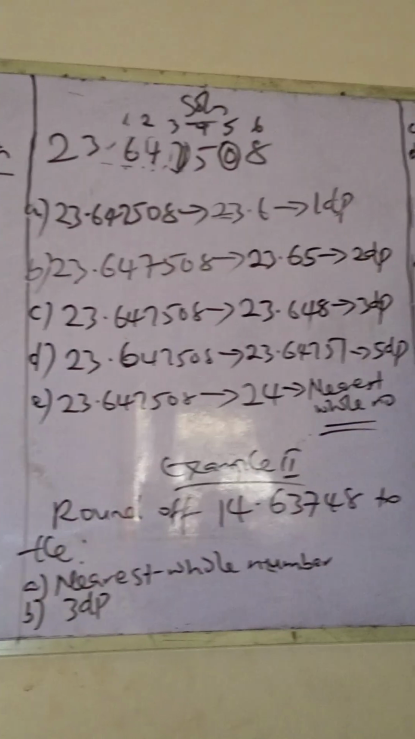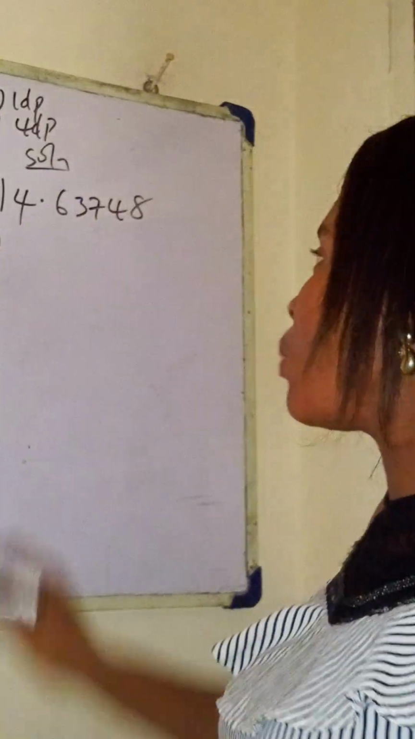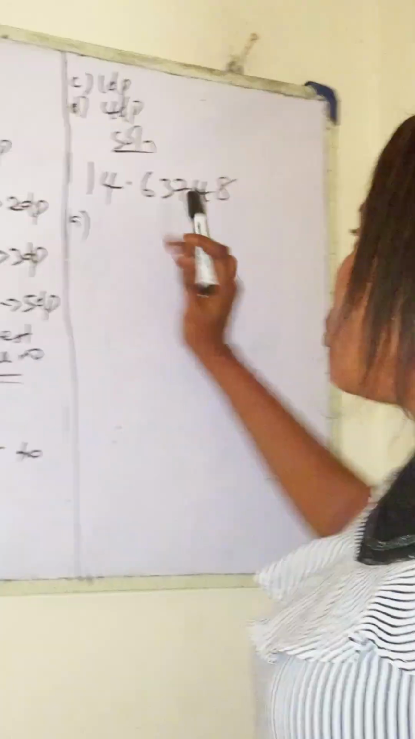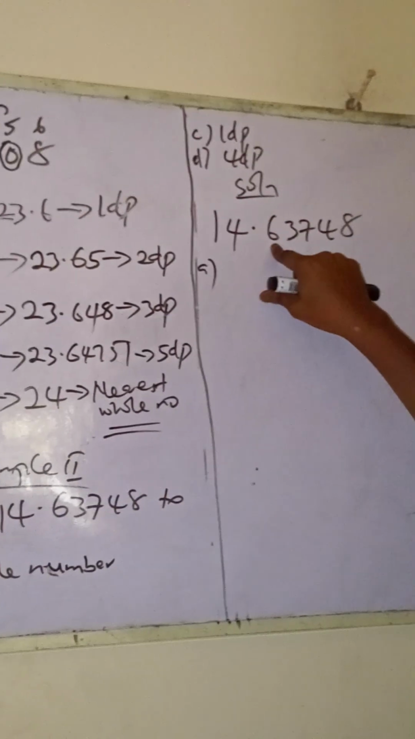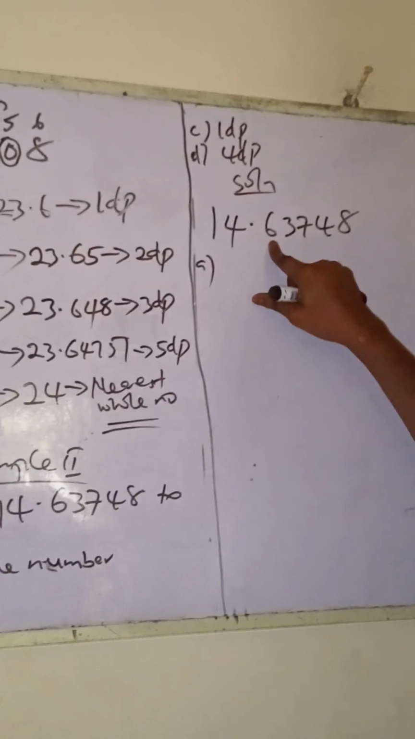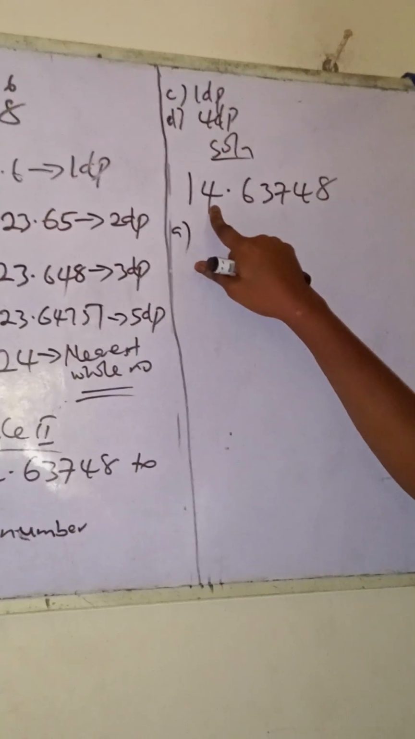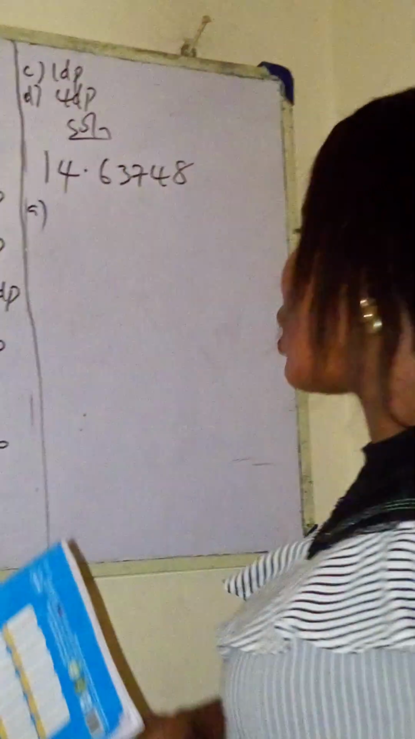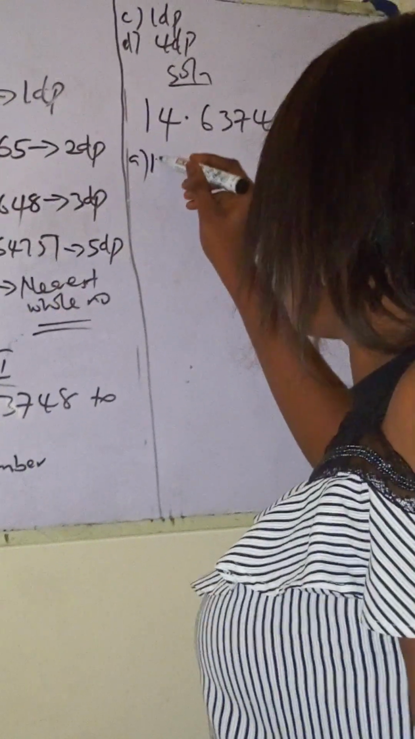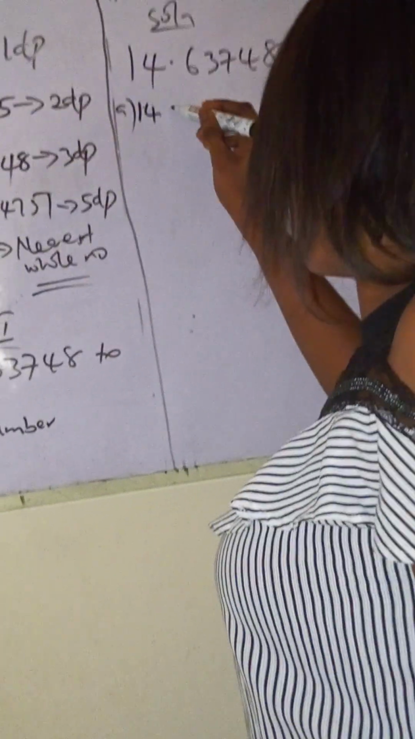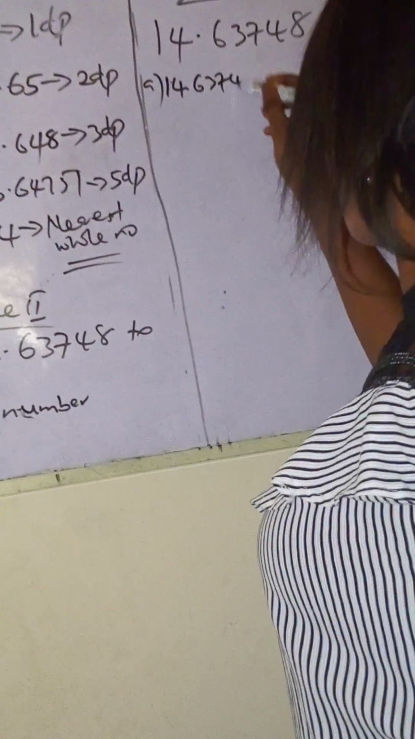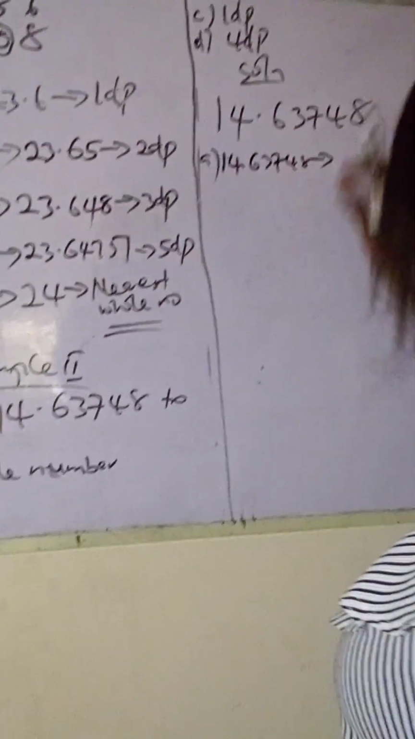The first question says to the nearest whole number. Remember I told you that for the nearest whole number, we are using the number before the decimal point, but we look at the first number immediately after the decimal point. If it's 5 or more, take one from it and add to the last number before your decimal point. That gives you your nearest whole number. So I'm going to bring out my value as 14.63748. I want to approximate this to the nearest whole number.